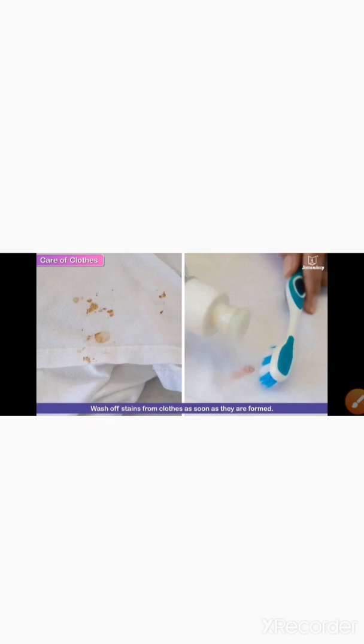And wash stains on clothes as soon as they are formed. Okay, children, we quickly wash the cloth when it has stains. So we quickly wash those clothes to keep the stains away from the clothes.